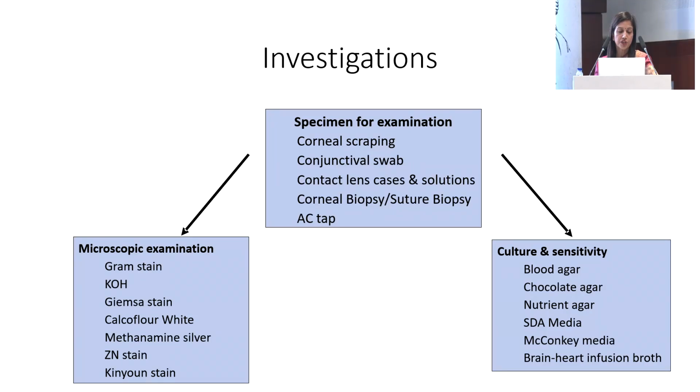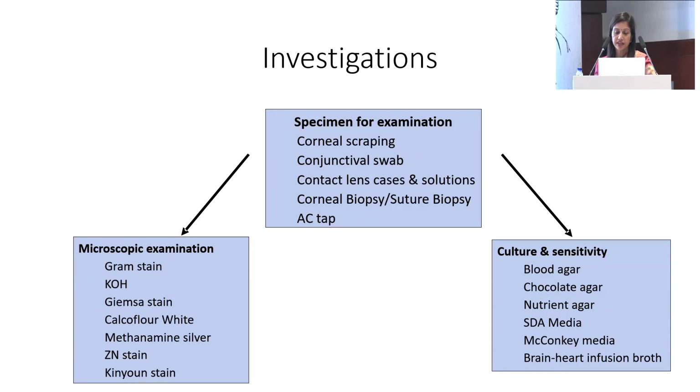The most important stains are Gram stain and KOH. Other stains are specifically used in certain conditions, which are Giemsa, calcofluor white, or ZN staining. Culture and sensitivity should be done, and the most important media are blood agar and chocolate agar.